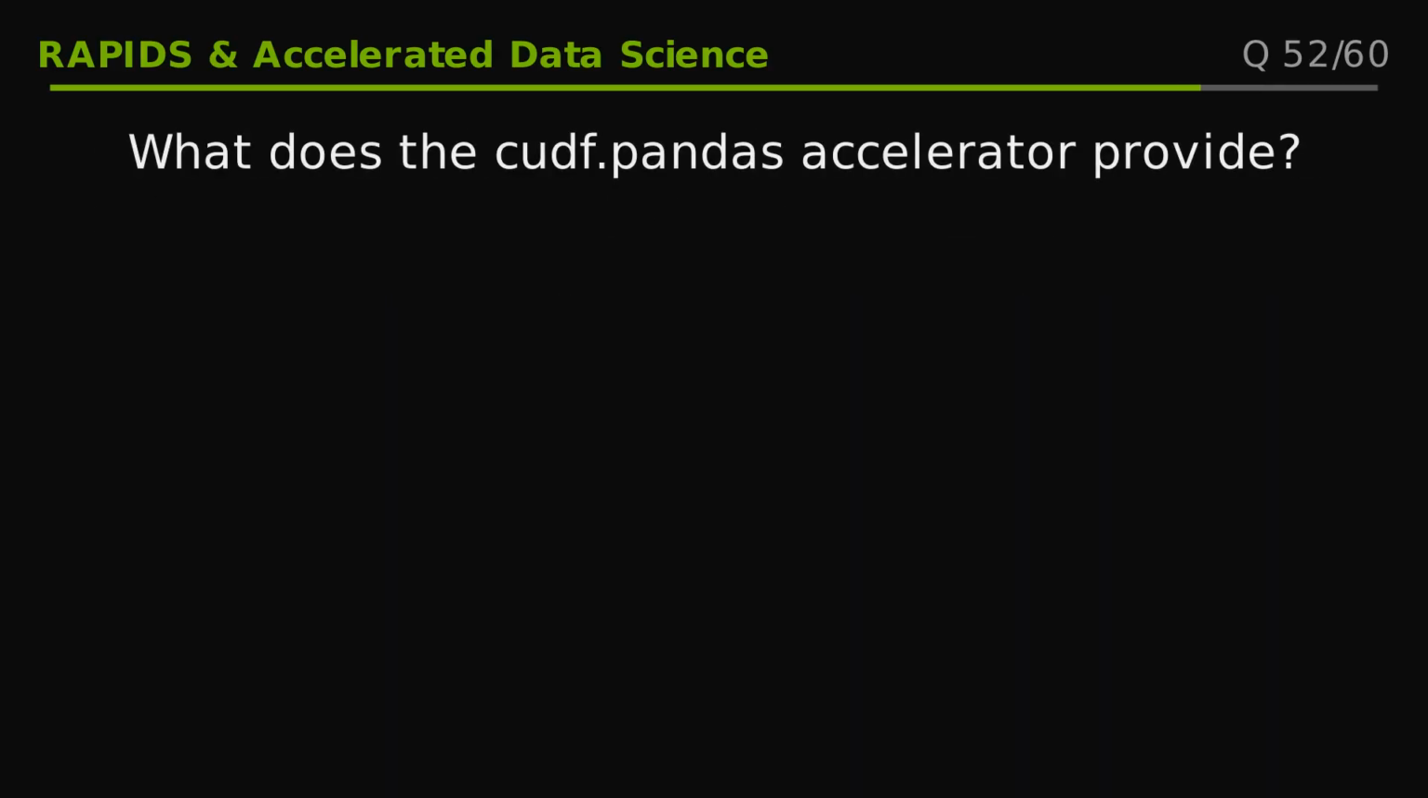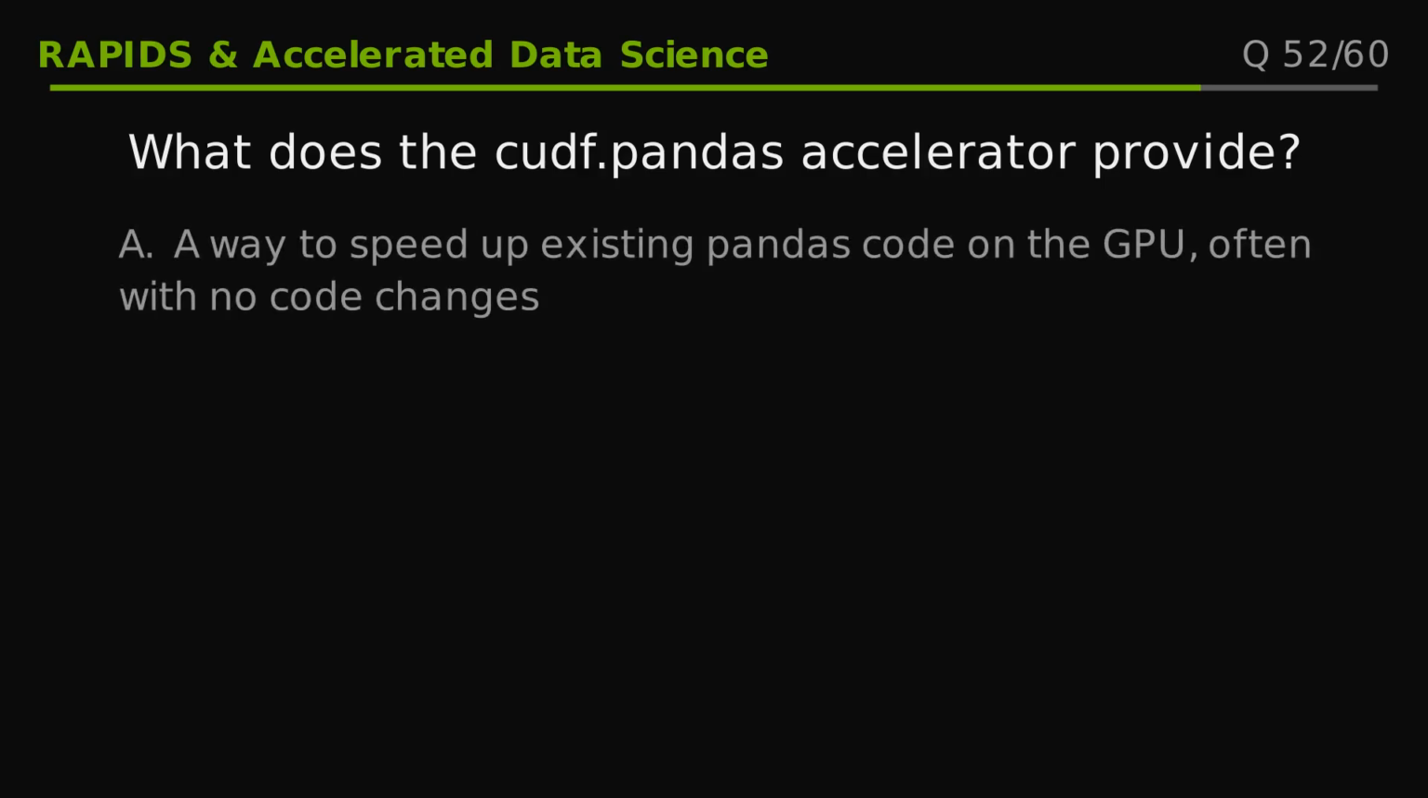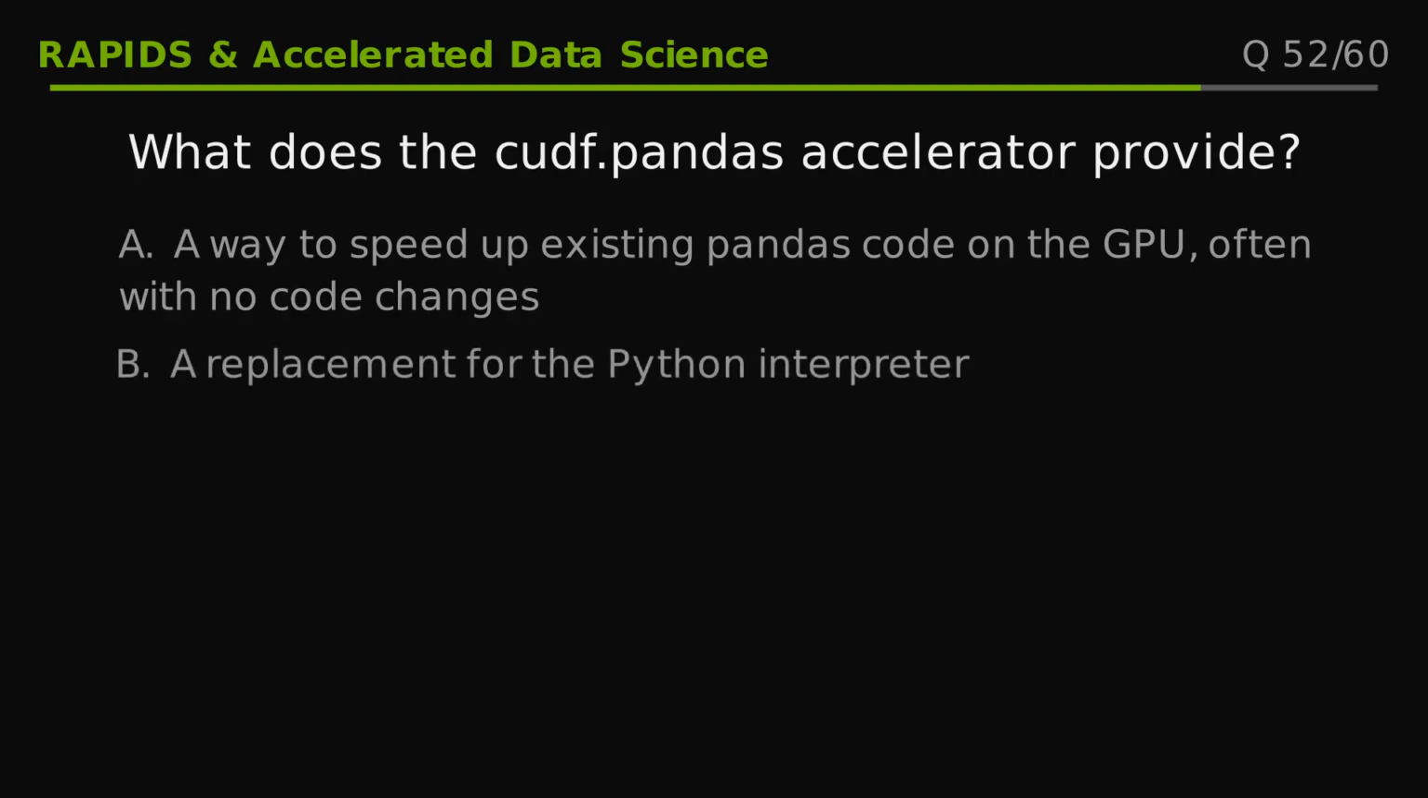Question 52. What does the cuDF pandas accelerator provide? Option A. A way to speed up existing pandas code on the GPU, often with no code changes. Option B. A replacement for the Python interpreter. Option C. A built-in database. Option D. A network firewall.